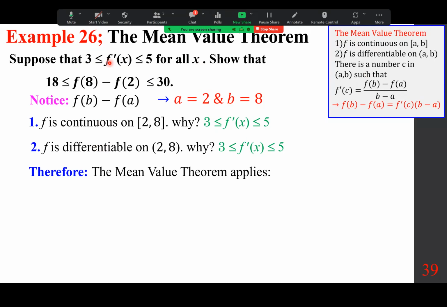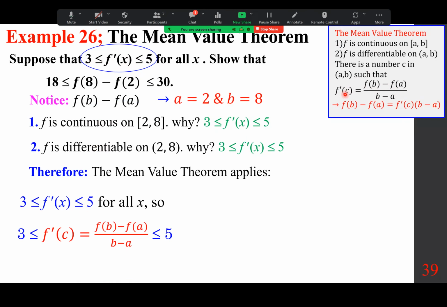And again, we know this is the case. We're going to write that if this is the case, then it must also be true that this is somewhere between 3 and 5. F prime of C, which is f of b minus f of a over b minus a, is also between 3 and 5. Now, we are going to replace this with what we have here. We know a is 2, b is 8. So let's do the replacement.